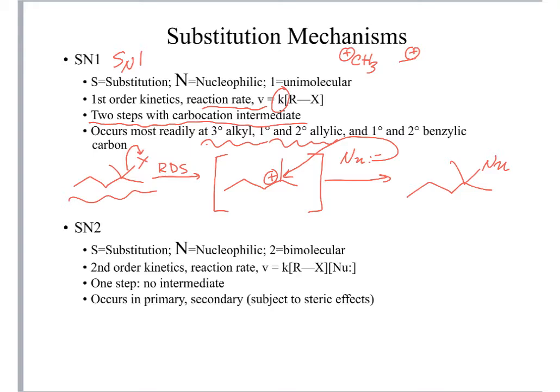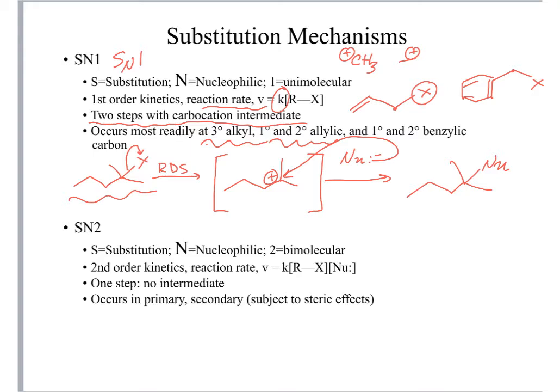And the same goes for primary allylic alkyl halides, because the incipient carbocation will be stabilized by delocalization, and for benzylic carbocations next door to the benzene ring. So here's an example of a primary benzylic alkyl halide.